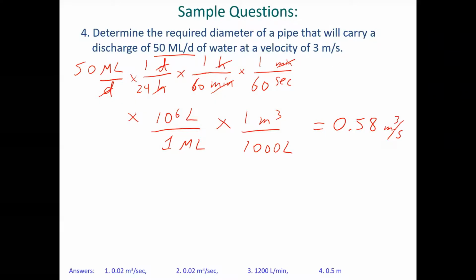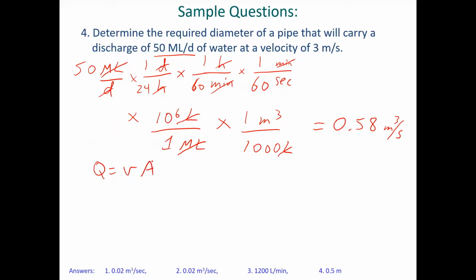That's why I like to put everything together so that I can cancel the units. You can see liters are canceled out there, and then megaliters ultimately get canceled out because one is on top and one is on the bottom of the quotient. Okay, so back to the original question. We want to figure out the size of the pipe, so we have our formula, Q equals VA.